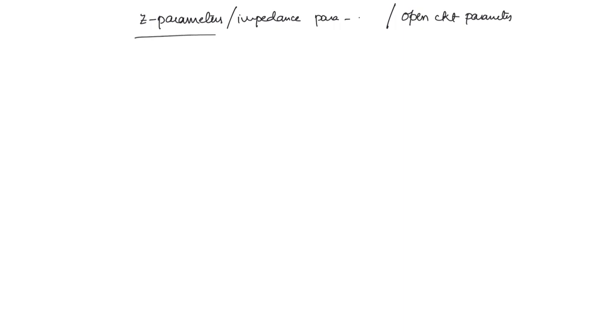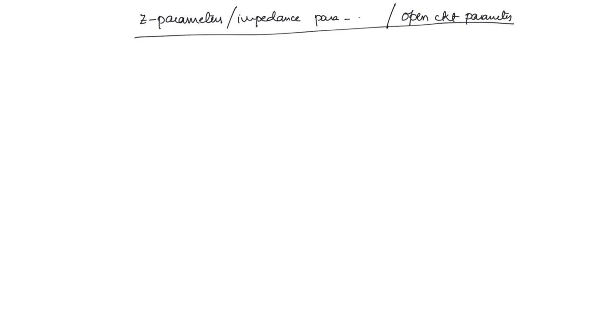First we will start with the Z parameters. Now there are various names for the Z parameters. It is also called the impedance parameters, and another name for it is the open circuit parameters. So we will understand shortly why we have so many names for these particular parameters.